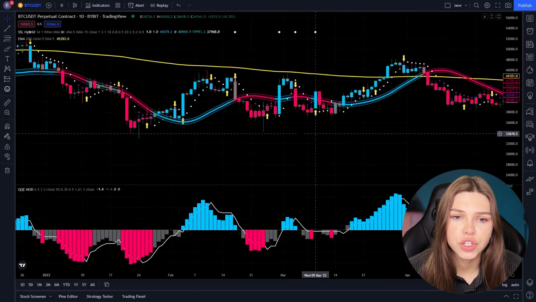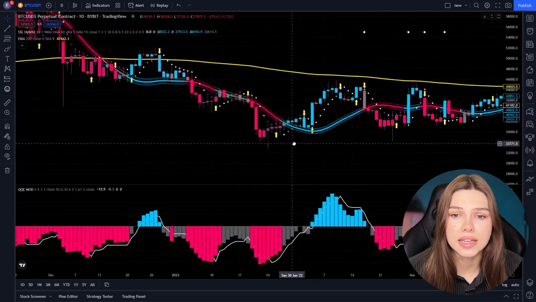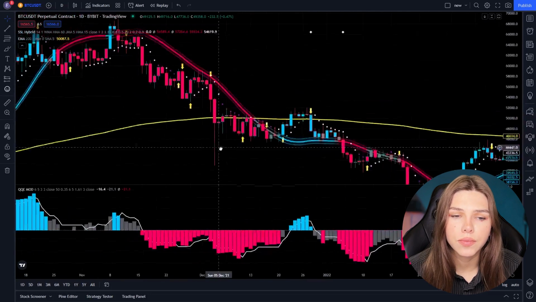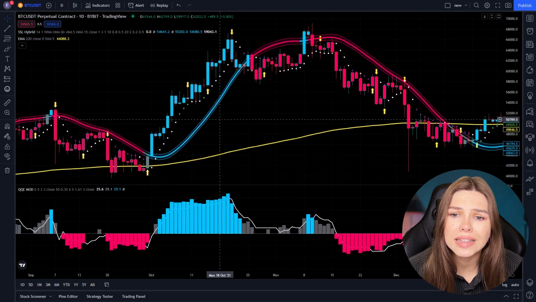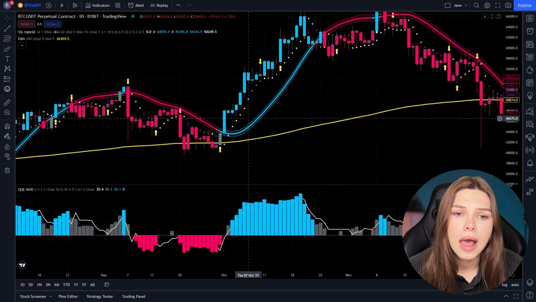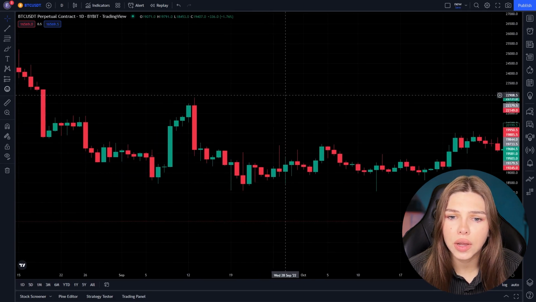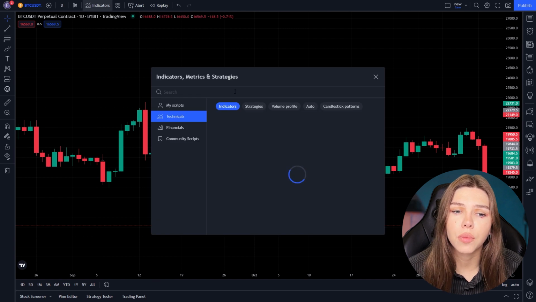So this is what your chart is going to look like once we are done with setting up our indicators. I found this combination to be super effective and profitable for me, so let's see what you guys think about it. Let's cross this out and I'll teach you guys how to set up these indicators from the start.